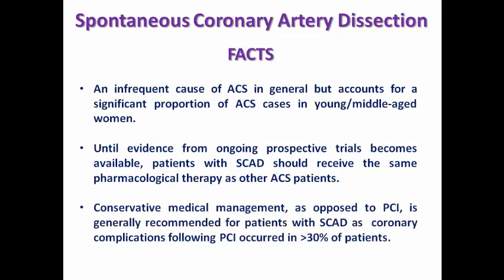And the first choice is conservative medical treatment as opposed to PCI, because here coronary complications following PCI may occur in more than 30% of patients, and it makes sense. If you try to insert a wire in a patient with coronary dissection, the wire may pass to the false lumen, so increasing the dissection, increasing the liability for obliteration of the true lumen, and increasing the risk of coronary perforation.